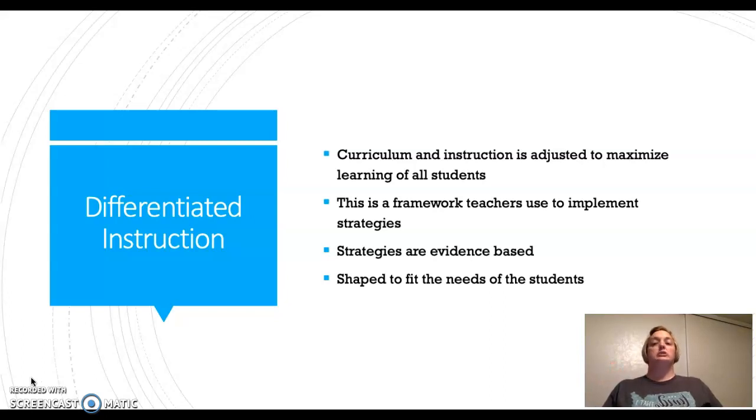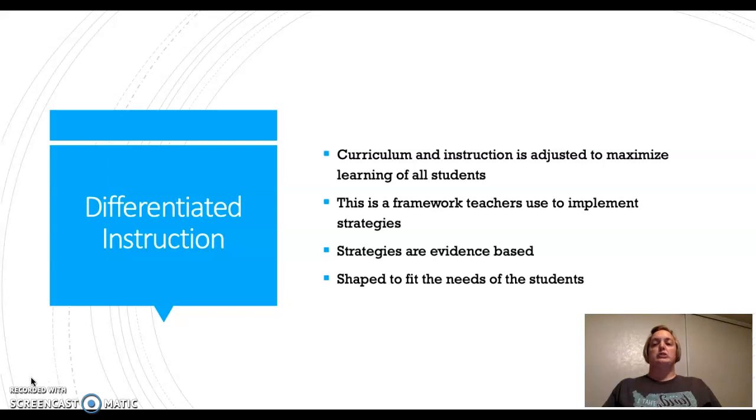because this can affect your average learners, your English language learners, and your struggling students or students with disabilities, learning disabilities, and gifted and talented students. So the teachers adjust their curriculum and everything so that it maximizes the learning of every student in the classroom. Teachers use a framework to implement the strategies, which is evidence-based.